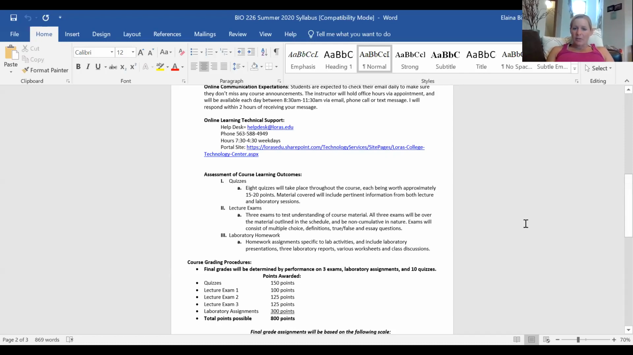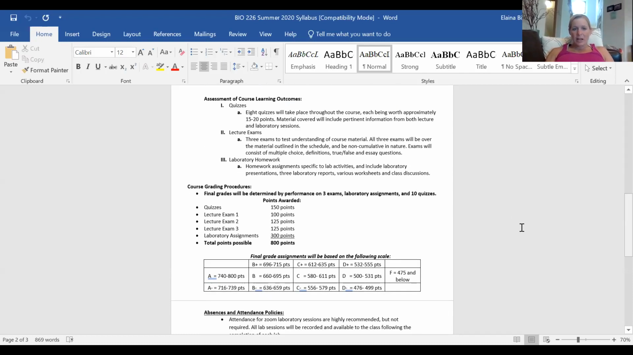Lab homework is worth 300 points out of 800, so a pretty important component associated with your grade in this class. It'll be a variety of things. It'll be some summary questions, some presentations, and then a couple different lab reports. And we'll talk in greater detail about those during our first lab meeting on that Monday of class.